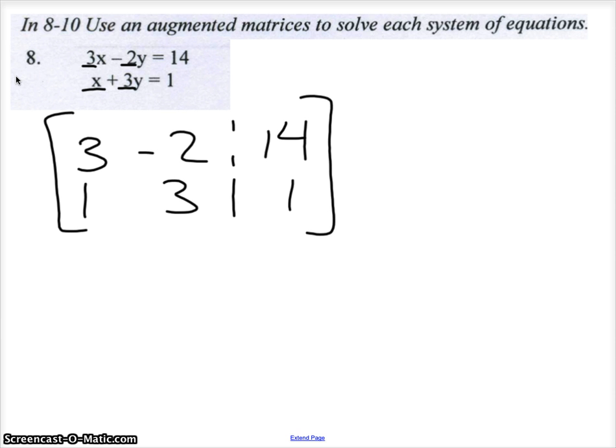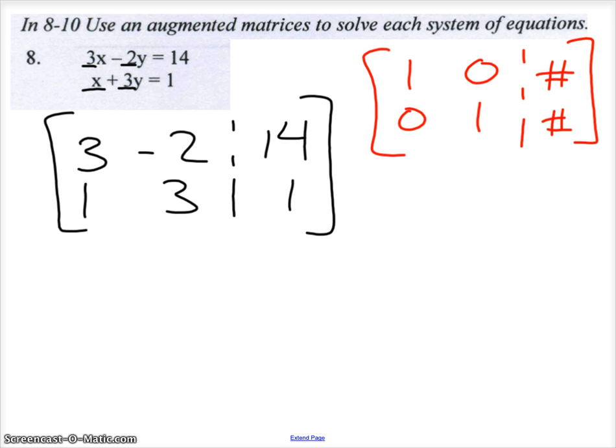So again, our goal is to make a matrix that looks like 1, 0, 0, 1, and then we have some numbers. Okay. So at this point, we have a 3 in our top left-hand corner, but a 1 in our lower left-hand corner. So my first thing I'm going to do is just switch the rows. I'm going to take these two rows and flip them. That way I can get this 1 on top.